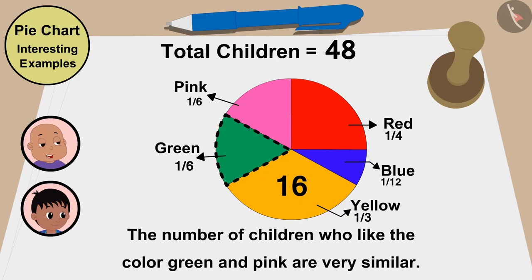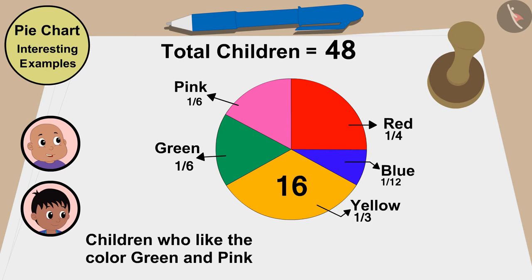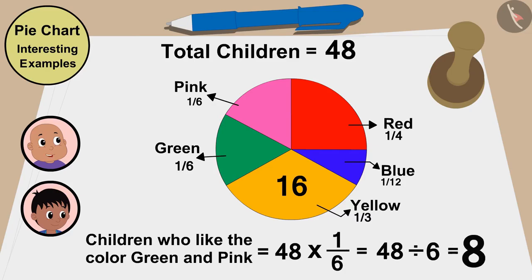And look, these parts show that the number of children who like the color green and pink are very similar. It means that the same number of kids have liked pink and green. Let me immediately find how many children have liked the colors green and pink. This part is 1/6 of the pie chart. This means green and pink color is 48 multiplied by 1/6, or 48 divided by 6. That is 8 children. That means 8 children like green and 8 like pink.